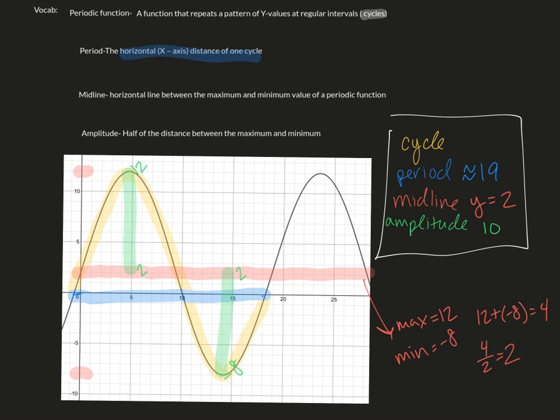What I'm going to do next is put another graph up, give you guys some time to go through it and see if you can find just what the cycle is, the period, so how long the cycle is, the midline, and then the amplitude.